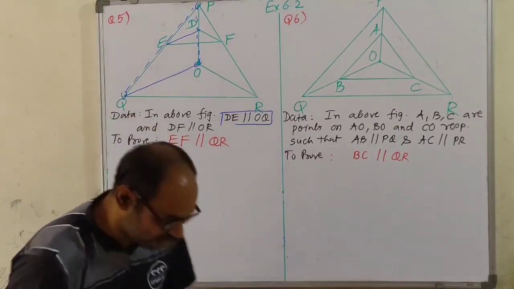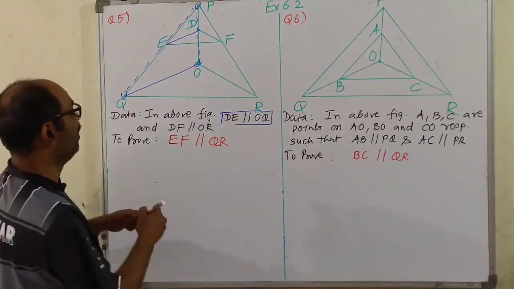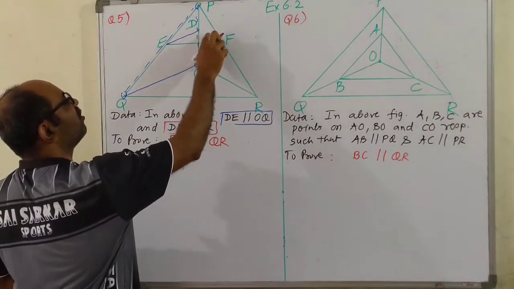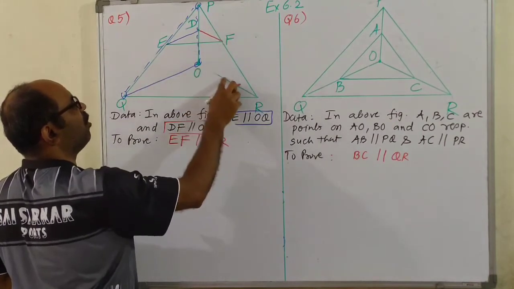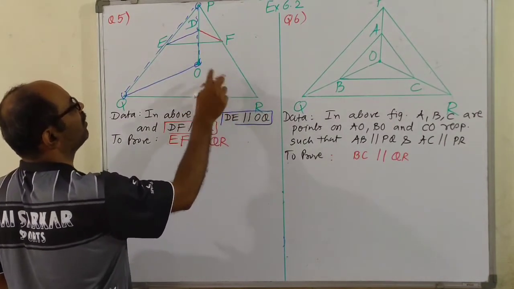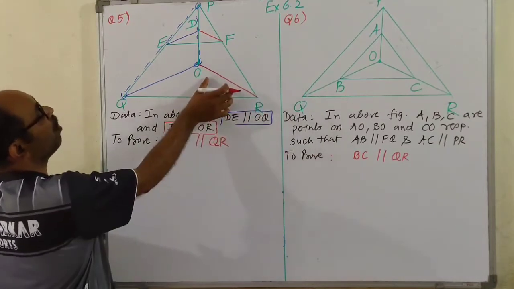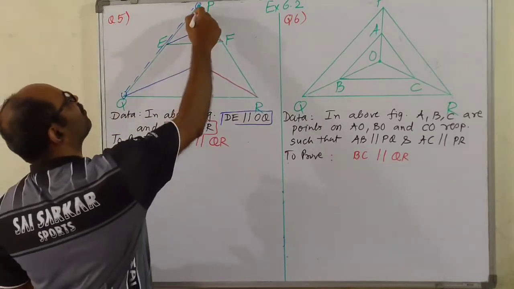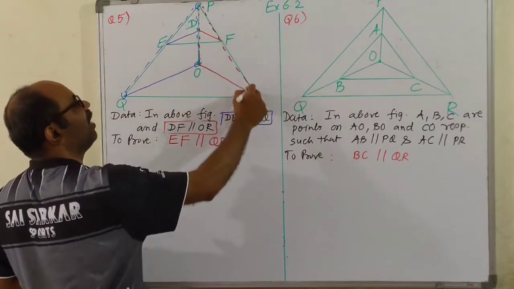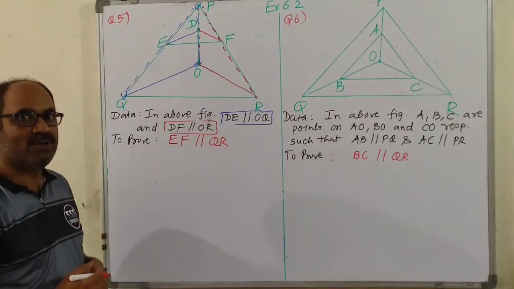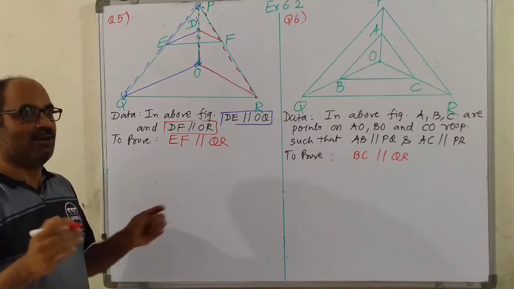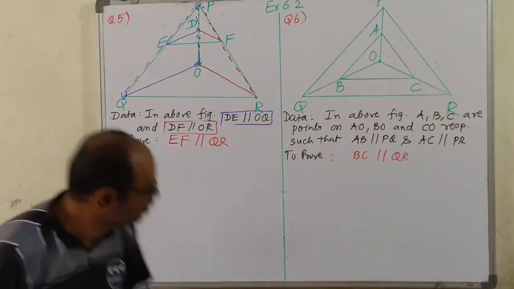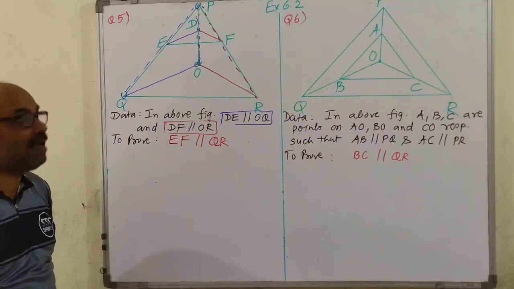Okay. Now next one is DF parallel to OR. Where is DF? D is here, F is here. So this one DF is parallel to OR and this one is OR. Correct? Yeah, OR is a side of triangle POR and DF is parallel. So you got this triangle, red triangle now. So you can pick up any ratio. But here you don't have to show that two ratios are equal. You have to show EF is parallel to QR.